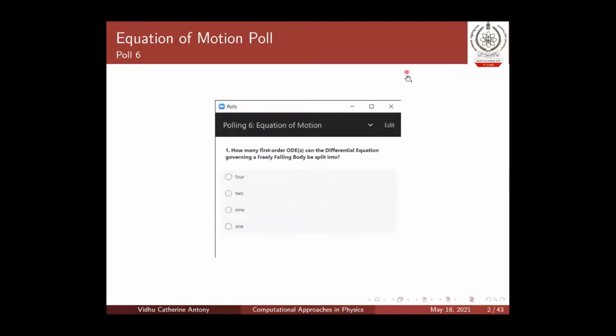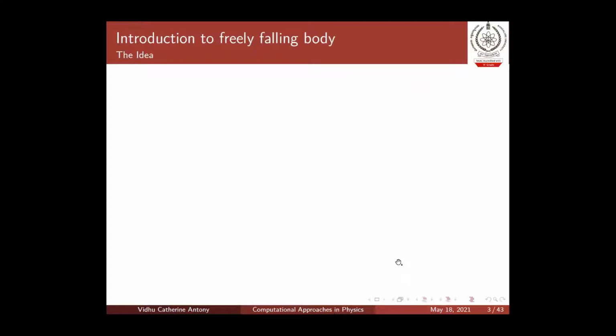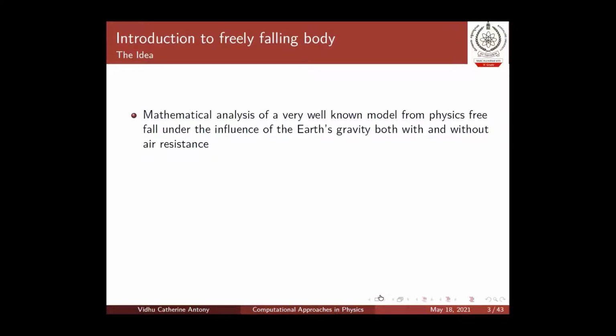Okay, so now let's stop that and move on to discussing the freely falling body. What is the idea here? You basically take a physics problem and you want to use numerical methods to try to find the solution. The mathematical analysis of this freely falling body problem is quite well known, with and without air resistance, so we want to try and do it in a numerical way.